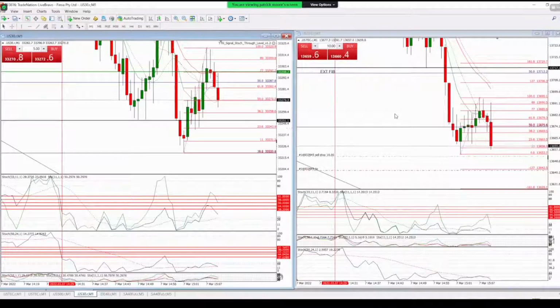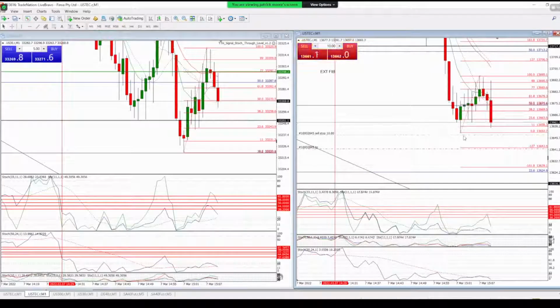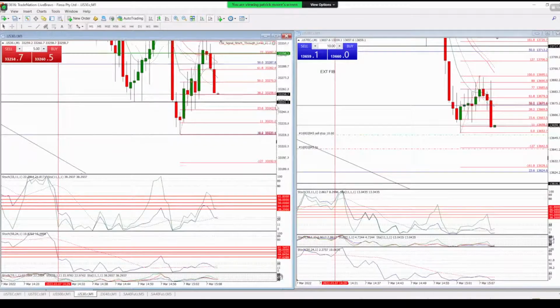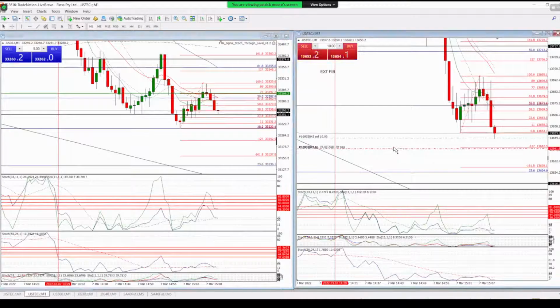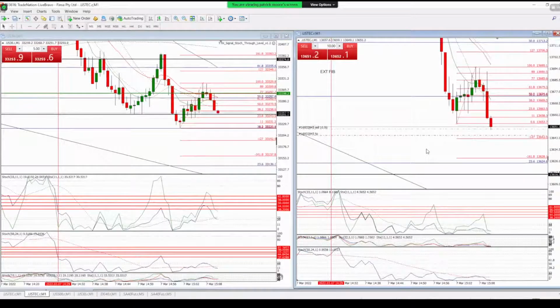I want a proper setup on the extension fib. We still got a sell stop outstanding on US Tech. We need a sell stop on the Dow as well. They took it. Just need to get that into play. Tight stop, yeah.